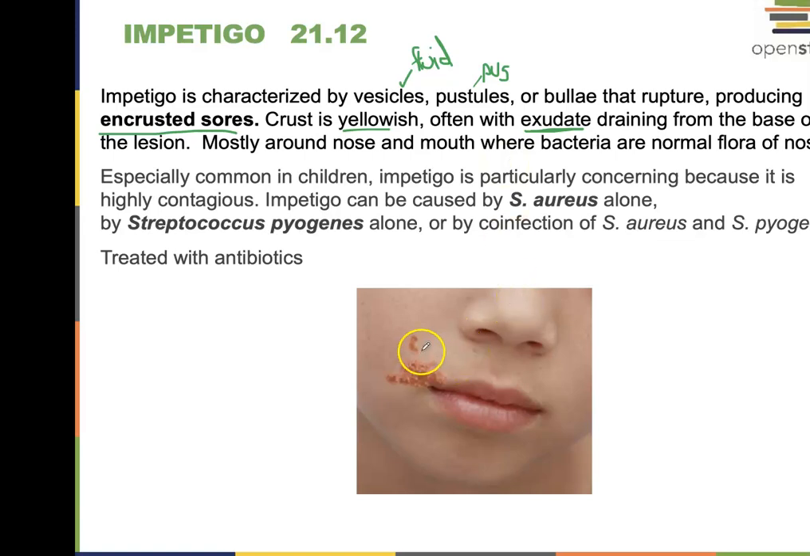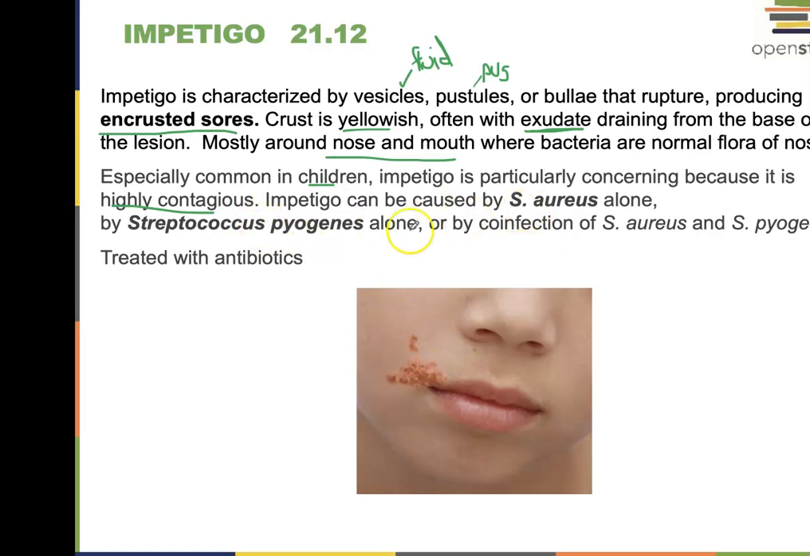So the funny thing about impetigo is that it does occur normally around the nose and mouth, because that is where we have most of our Staphylococcus aureus that causes impetigo. Impetigo is common in kids, and it is also highly contagious. So if you have kids later, or if you have them now, be aware that it is contagious. And this is one form of impetigo.